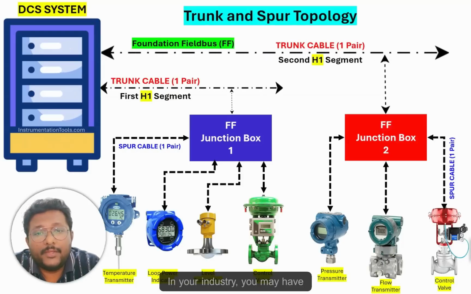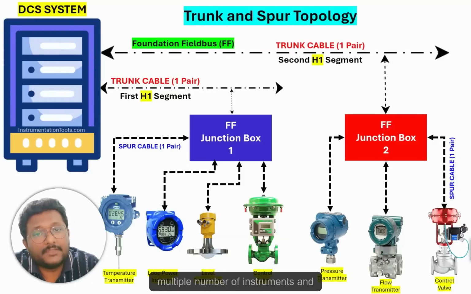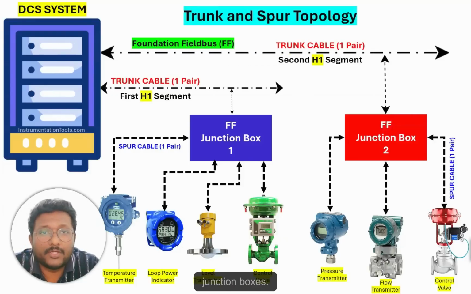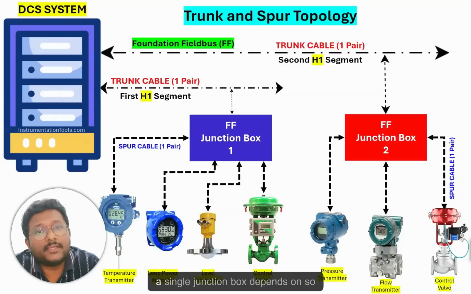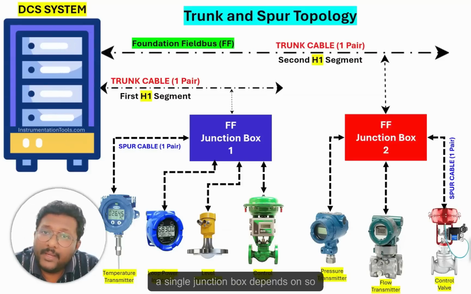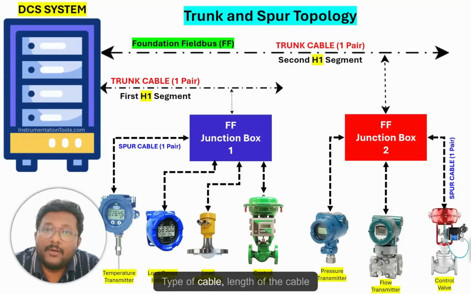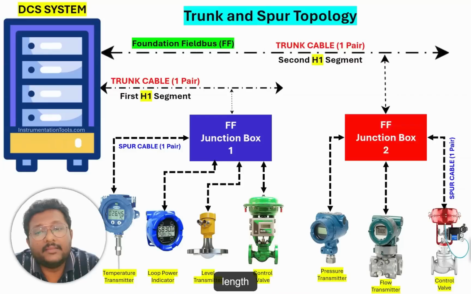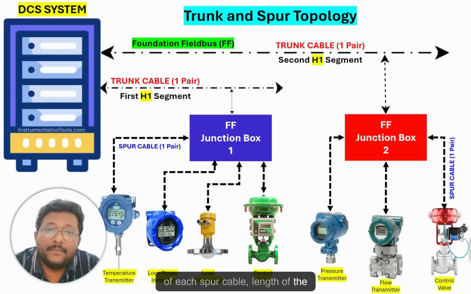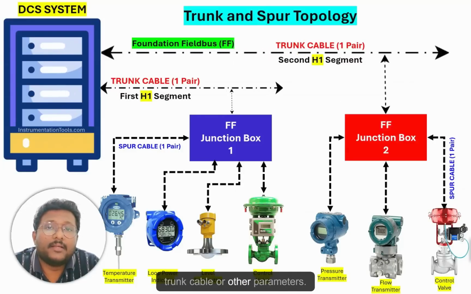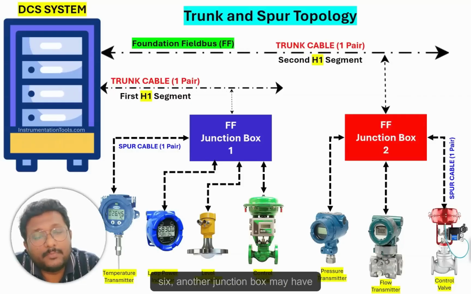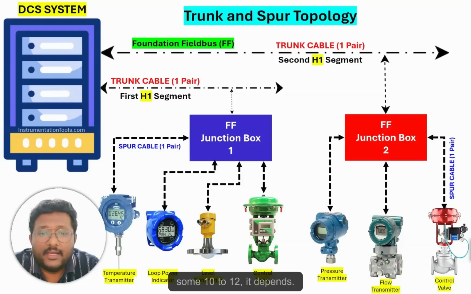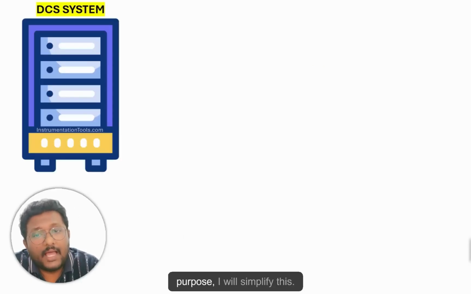In your industry, you may have multiple FF instruments and FF junction boxes. The sizing or allocation of a particular number of instruments to a single junction box depends on so many factors: type of cable, length of the cable, length of each spur cable, length of the trunk cable, or other parameters. Some junction boxes may have 5 or 6. Another junction box may have some 10 to 12. Okay, it depends. And for our further explanation purpose, I will simplify this.